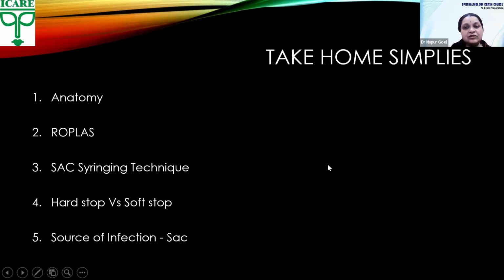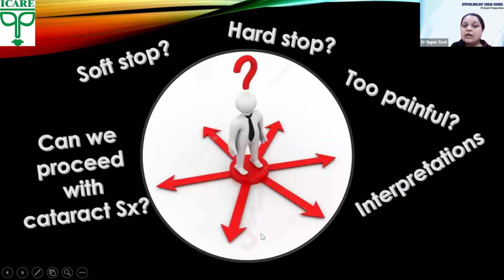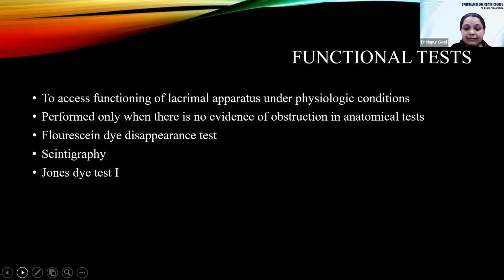So take home simply with respect to Roplas and sac syringing: the anatomy you should be well aware of. You should know how to check correct Roplas, sac syringing technique, hard stop versus soft stop, and source of infection is the sac. You should keep it in mind. So I hope with this that some dilemmas have been covered.